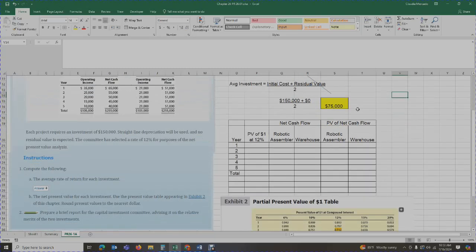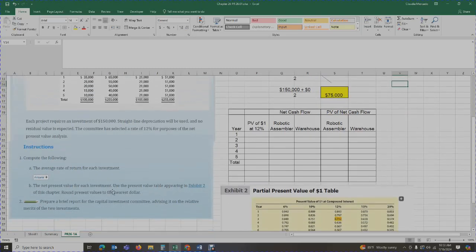Now requirement B, the net present value for each investment. We're going to calculate the net present value for each investment. It says use the present value table appearing in Exhibit 2, which I've copied down here for this chapter. Round present values to the nearest dollar.